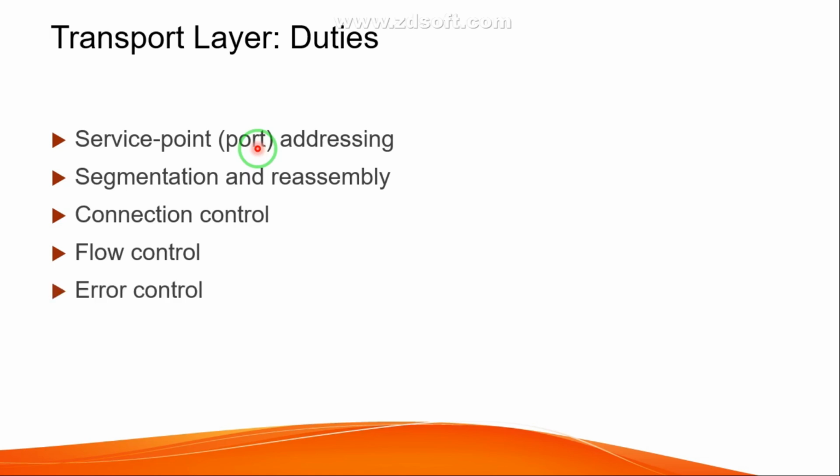And last is error control. Like the data link layer, the transport layer is also responsible for error control. But this error control at this layer is performed end to end rather than single link or hop to hop. So it is going to ensure that the data message that we received is error free. It is going to detect damage, loss or duplication.